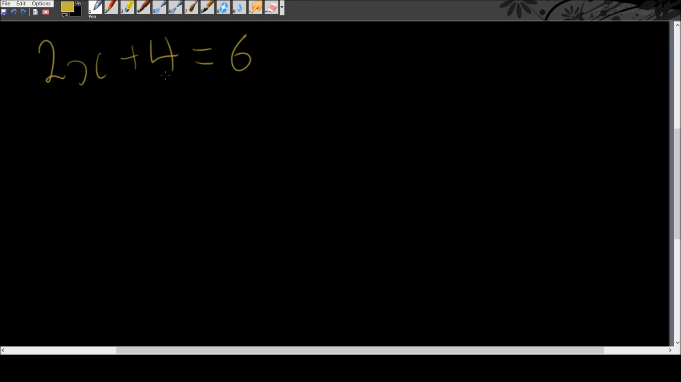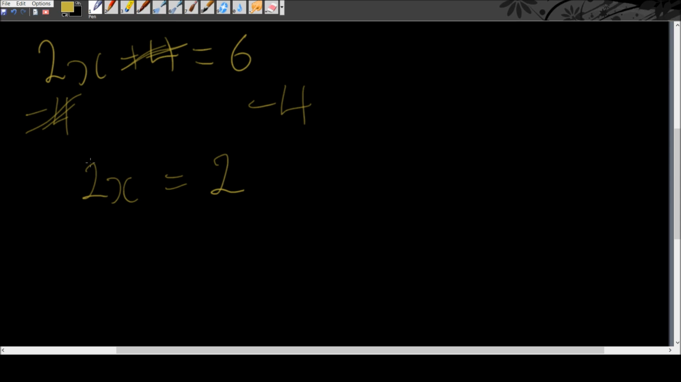So in order to get rid of that plus 4, what do you need to do? You need to take away 4 from both sides. So take away 4 from that side, take away 4 from that side. If we take away 4 from this side, we're basically going to be getting rid of this plus 4, and we're going to be left with 2x. And 6 take away 4 is going to leave us with 2. So now we've got 2x is equal to 2.